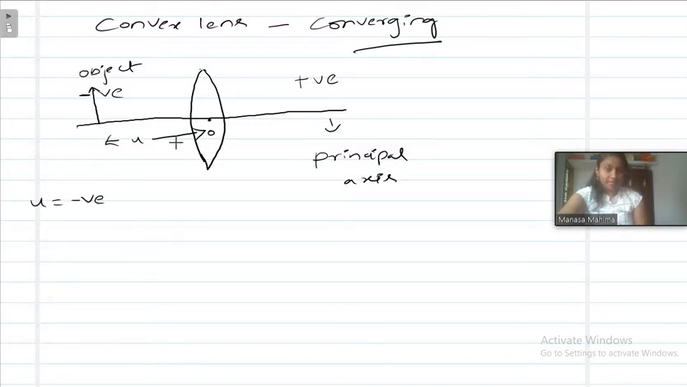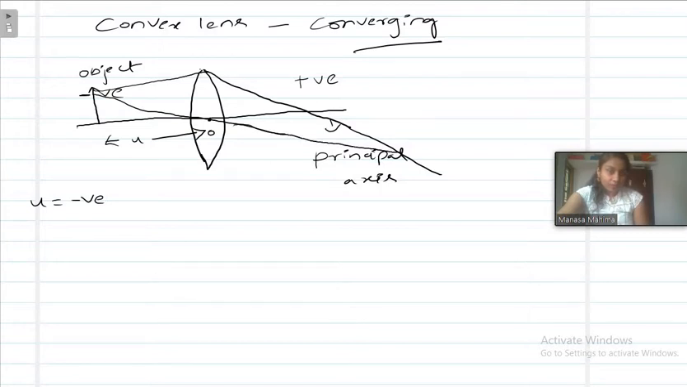And for the images that we get, if I take two rays, one parallel to the principal axis and one more passing through the optic center, after refraction, what will it do? It will converge at one point, correct? And the ray that is passing through the optic center will just pass through without any deviation. So here I have taken the focus. So this will be the focus.